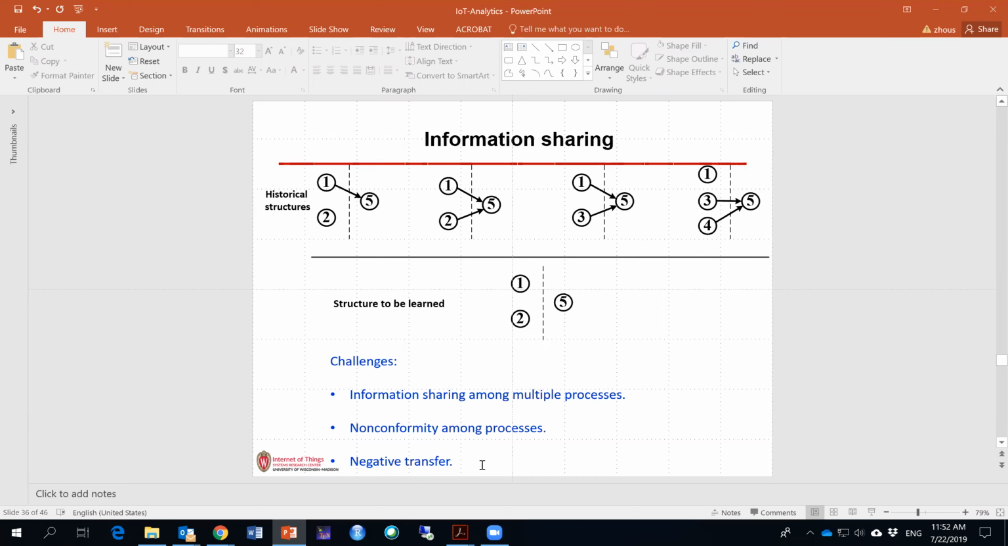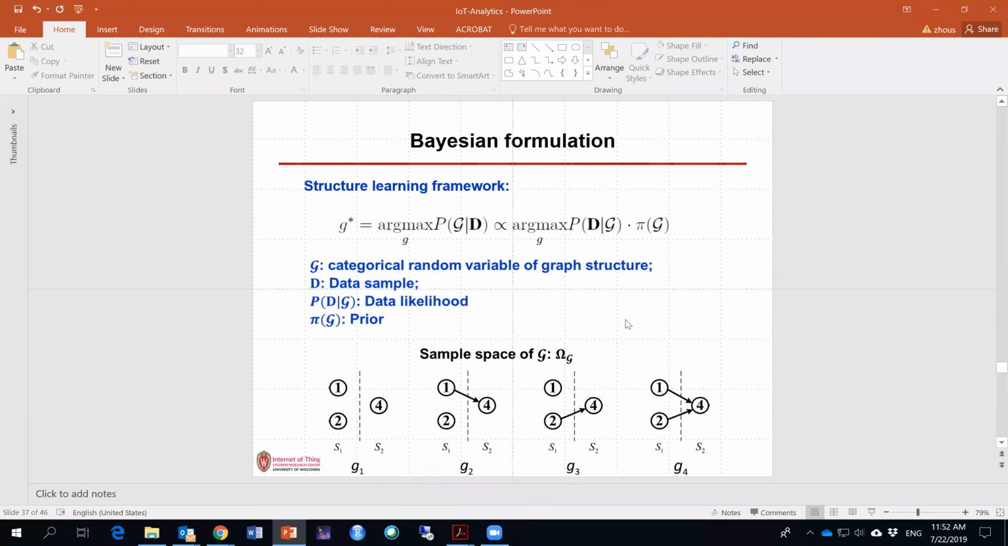This is a typical challenge in transfer learning. That means if two processes indeed are similar to each other, we could help the learning. But if two processes are quite different from each other, we need to be careful. If we force the learning, then actually the learning result is even worse compared with not considering the historical information at all. So we should avoid negative transfer. Considering these 3 key challenges, we develop a systematic methodology based on the Bayesian approach to do this transfer learning and overcome those 3 key challenges.